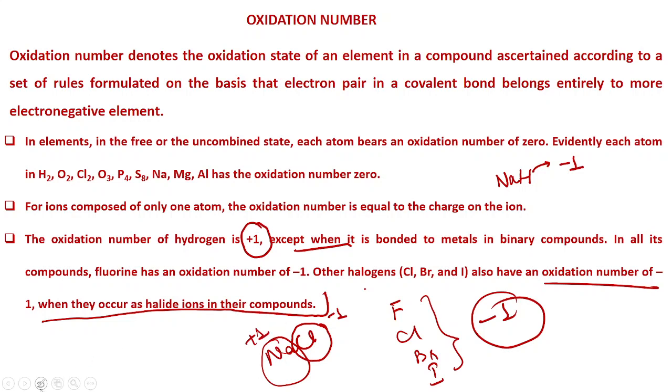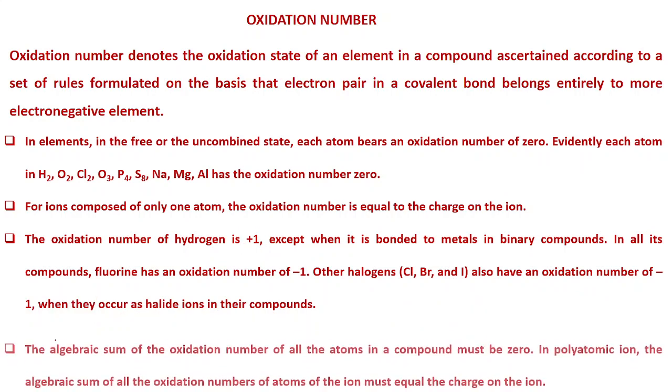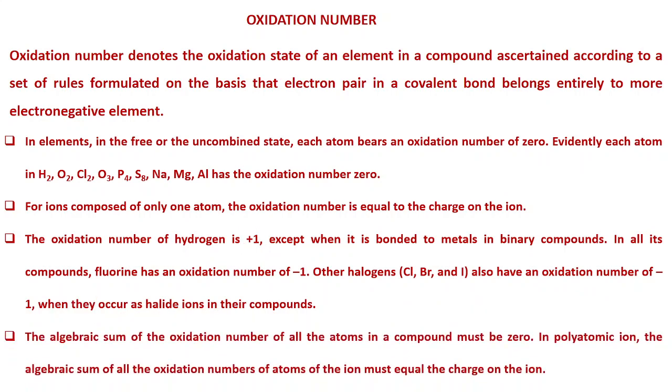We will be looking into it, maybe possibly today or in the next class. Next is the algebraic sum of the oxidation numbers of all the atoms in a compound must be 0. In a polyatomic ion, the algebraic sum of all the oxidation numbers of the atoms of the ion must equal the charge on the ion.